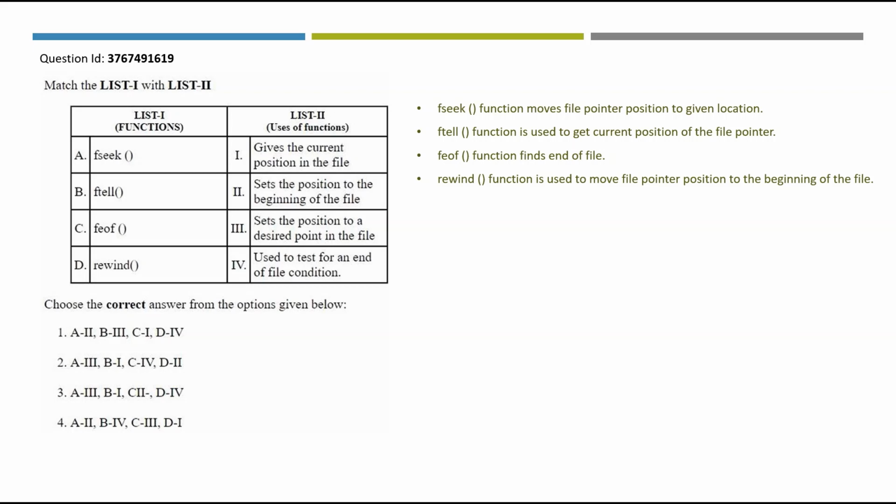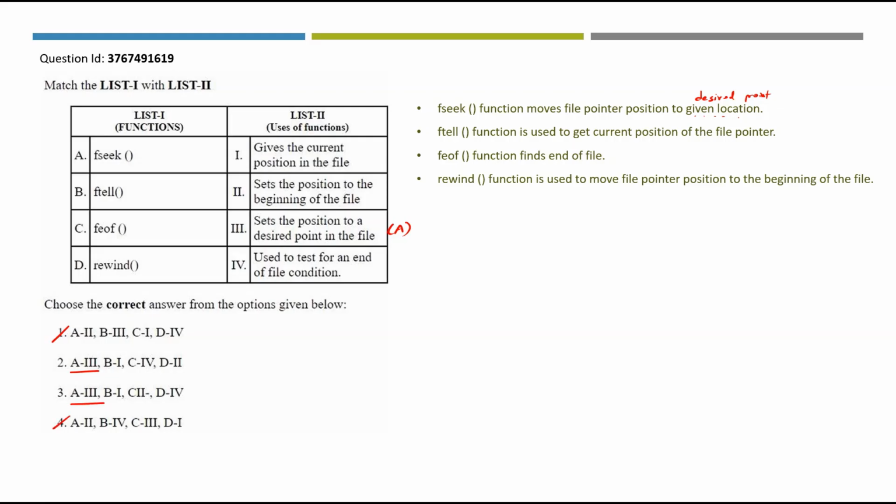fseek function moves file pointer position to given location. Which statement in list 2 is having a similar meaning? Sets the position to a desired point in the file. Desired point can be equated to given location. A will be mapping to 3. A3 is available in 2 places. We will rule out the other 2.